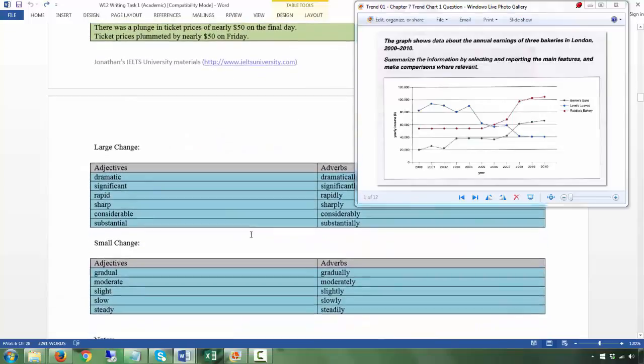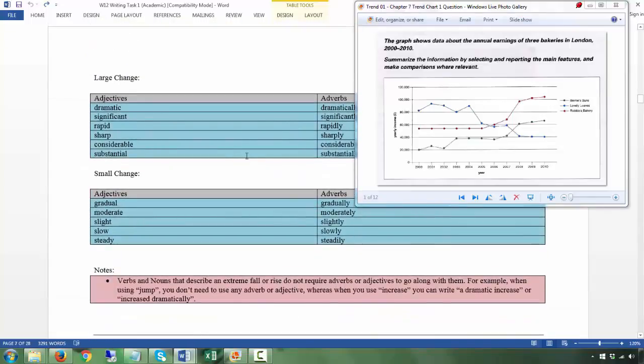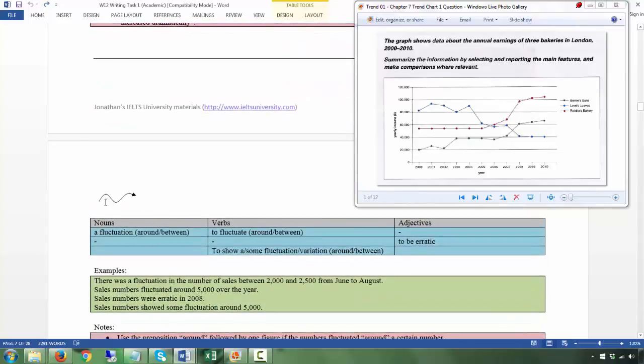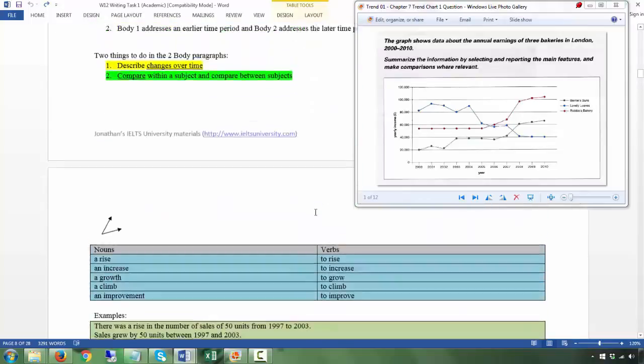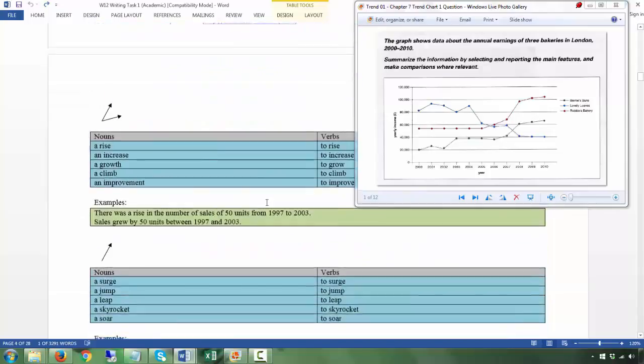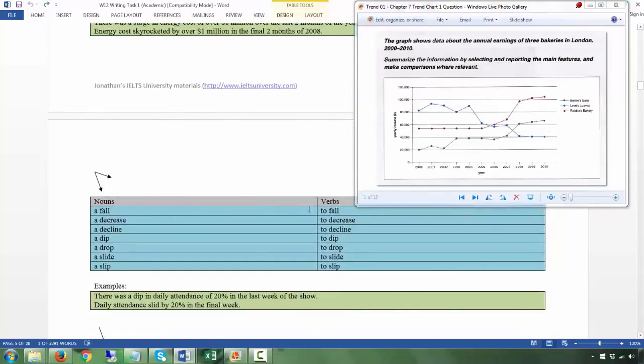Okay, then we go to these, which are the modifiers. Then we go to this, which is what you call a fluctuation, or it fluctuated. Now I've given you all this in nouns and verbs and adjectives based on these structures. You could say there was a fluctuation, fluctuation is a noun, or the income of lovely loaves fluctuated, a verb. So you choose which ones you want to use, just as I give you nouns and verbs here.